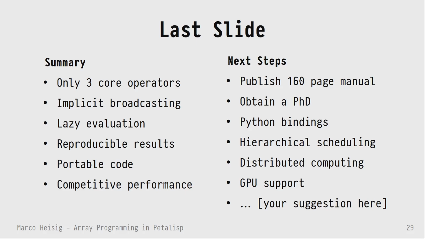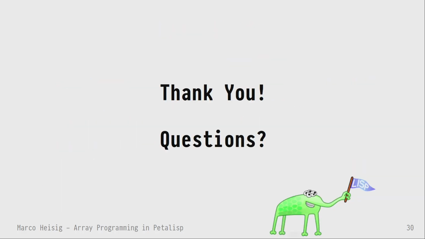Right now, it bugs me a lot that I can only show multi-core performance, because everything was written with message passing in mind. So it's really not hard to extend that to scale across multiple machines. Yeah, distributed computing. Also, I have a prototype for CUDA support, and maybe you have other suggestions. So that's it. Petalisp. Thank you.